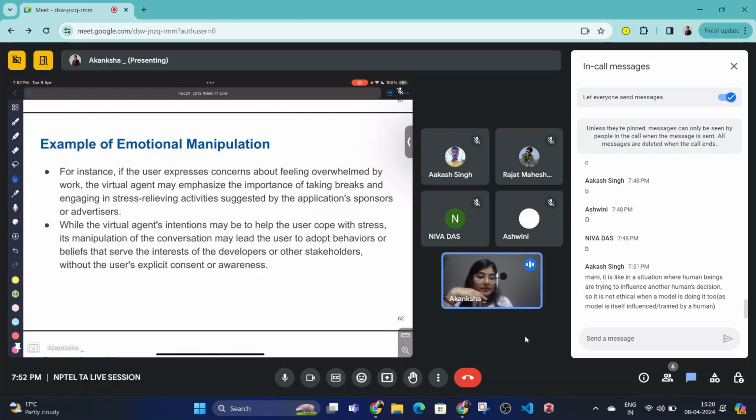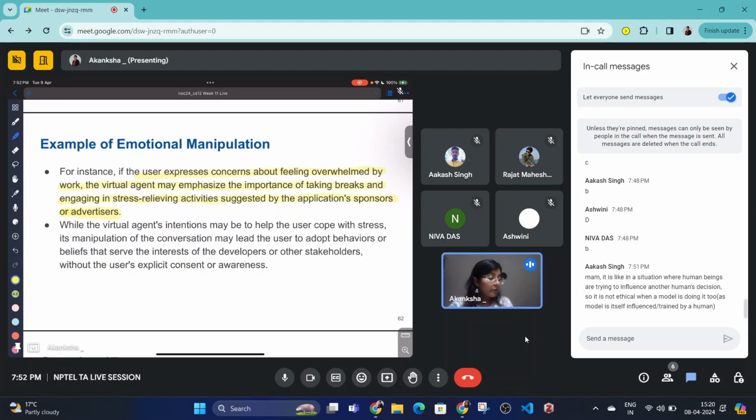Exactly. So Akash is saying it's a situation where human beings are trying to influence other humans' decisions. The model is just the intermediary. It's just designed that way. So the actual influence is coming from a human being, the developer or the stakeholder. For example, if the user expresses concern about feeling overwhelmed by the work, the virtual agent may emphasize the importance of taking breaks and engaging in stress relieving activities suggested by the application's sponsors or advertisers.